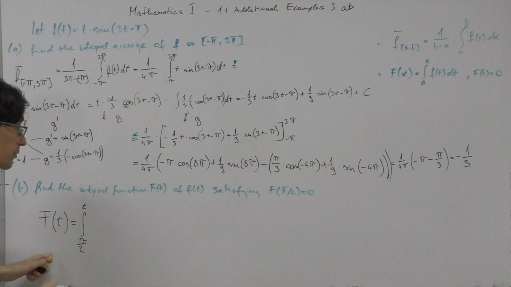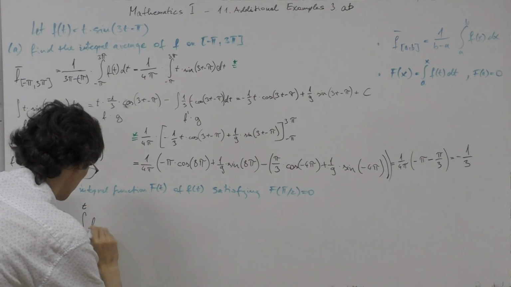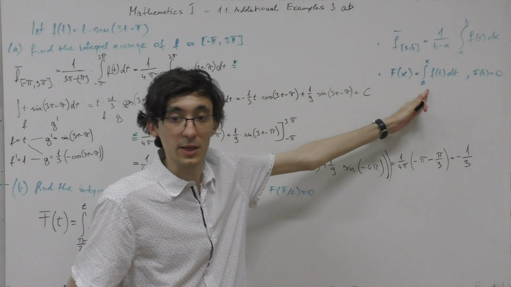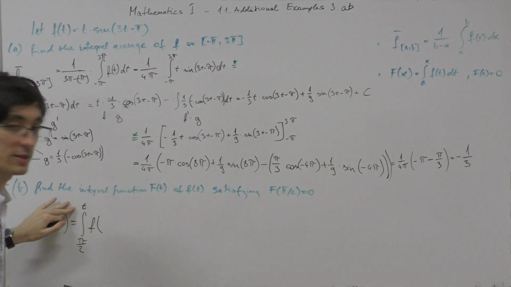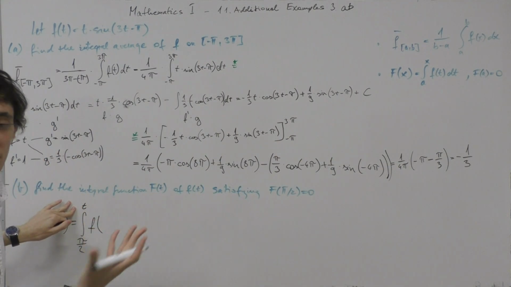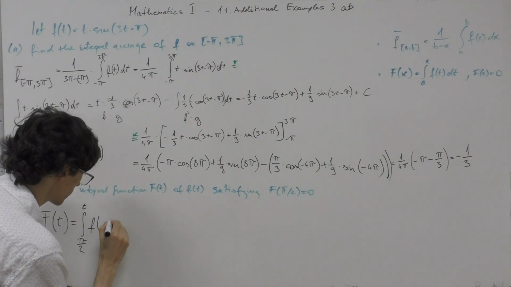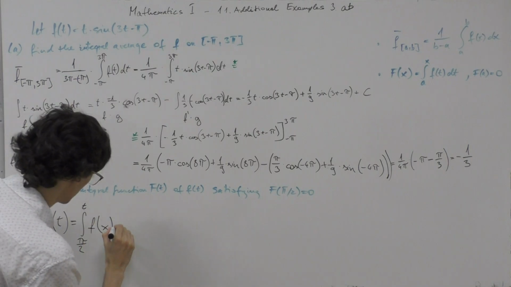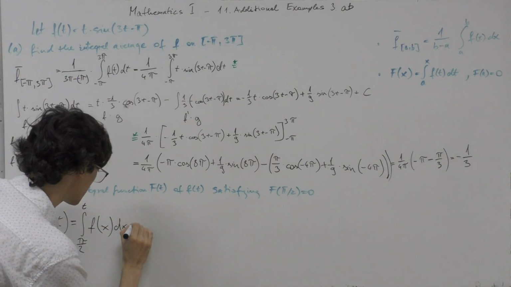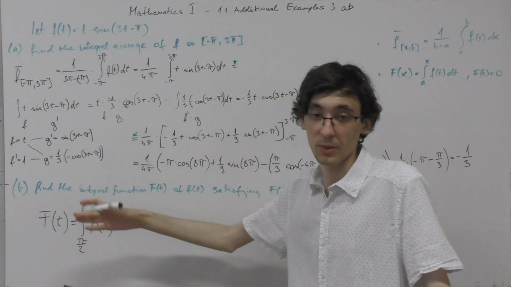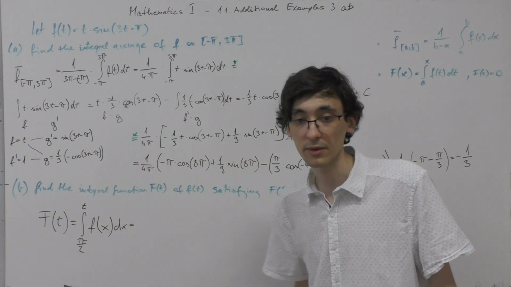And now we just have to write f of, and here in the formula we have t, but in our case we already used that letter, so let's just pick another one. For example, x, so we have f of x dx. Now we have a definite integral which we can calculate.